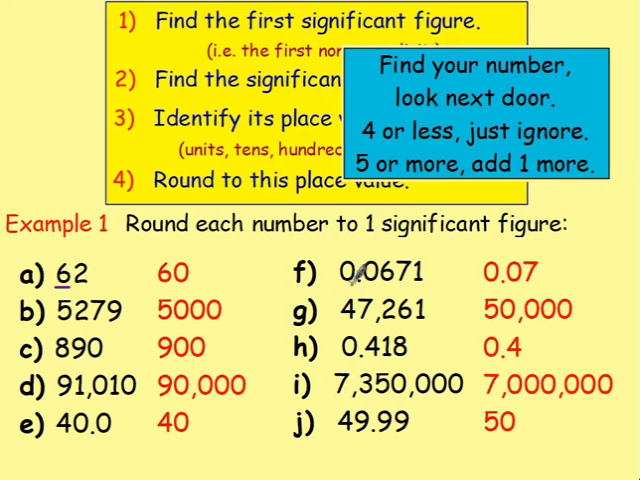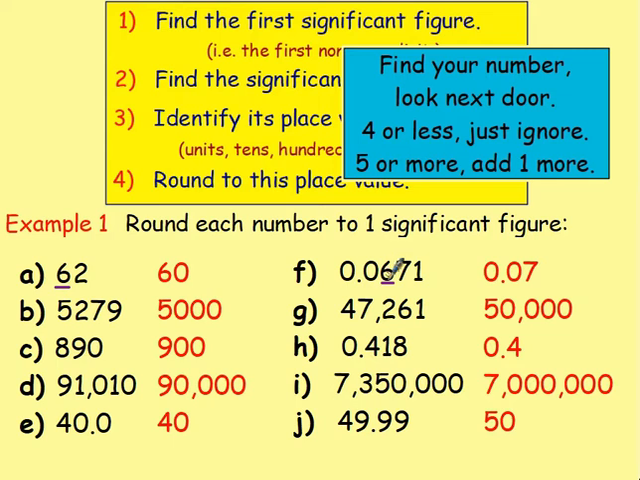With other ones, for example, 0.0671, well, the first number that you come to that is not a 0 is the 6. That's the first significant figure. That's what we want to round to, so we just stay there. We then look at what column that is in. Well, here that is the second decimal place. The 6 is in the second decimal place, so we want to round this number to 2 decimal places.